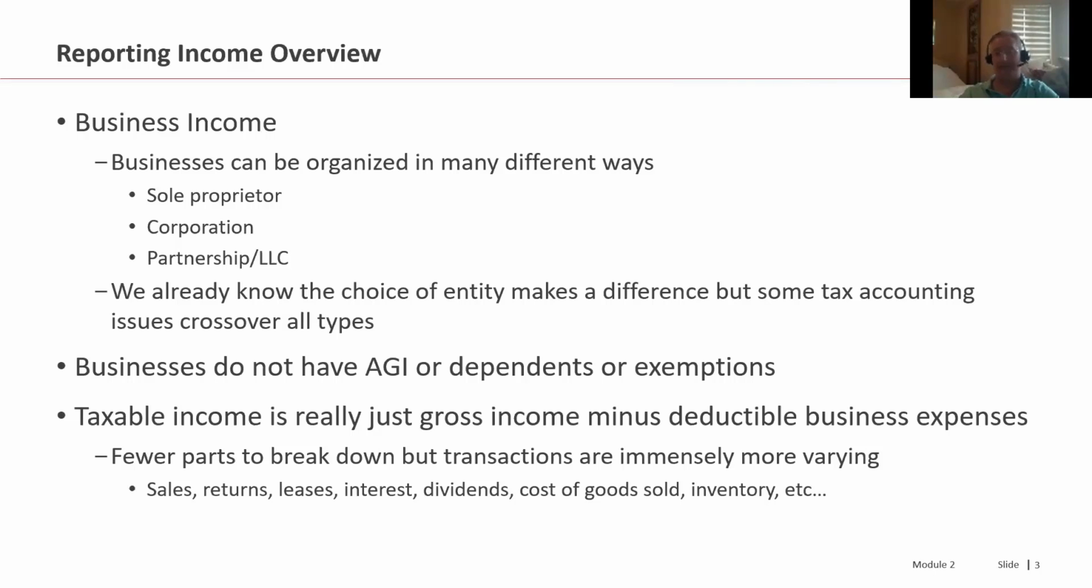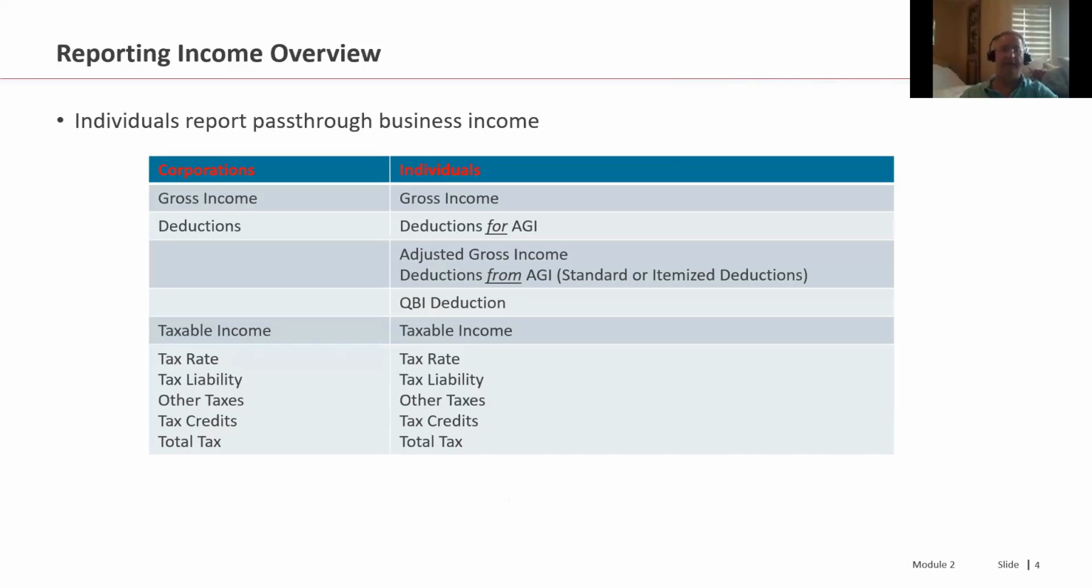So there's more parts to break down. You can have sales, returns, leases, interest, et cetera. Again, we showed this chart in an earlier chapter, and you can see that for corporations, it's super easy to get to taxable income.